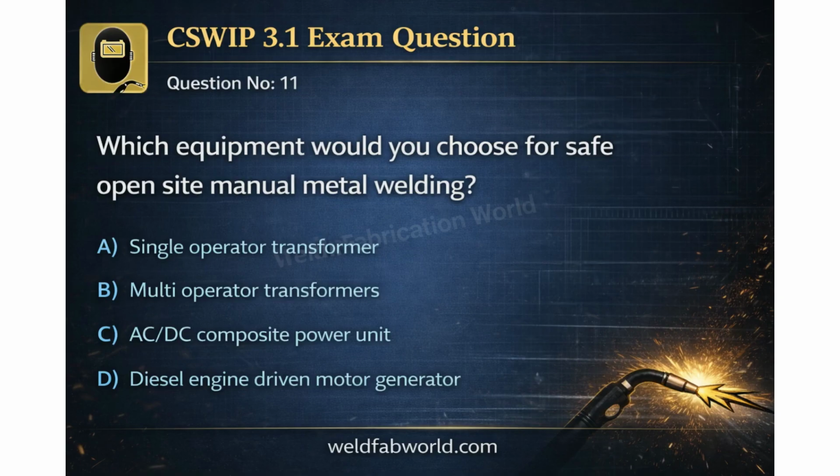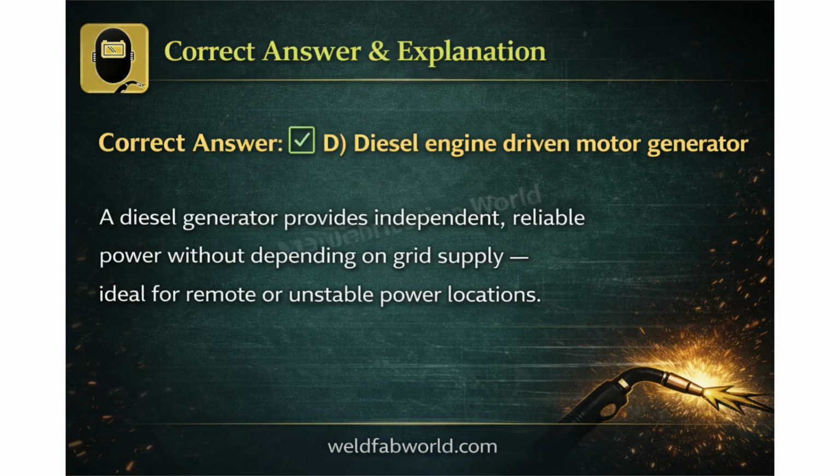Question 11. Which equipment would you choose for safe open-site manual metal welding? Options: A, single operator transformer, B, multi-operator transformers, C, AC/DC composite power unit, D, diesel engine-driven motor generator. Answer: D. Diesel engine-driven motor generator. Explanation: A diesel generator provides independent, reliable power without depending on grid supply, ideal for remote or unstable power locations.